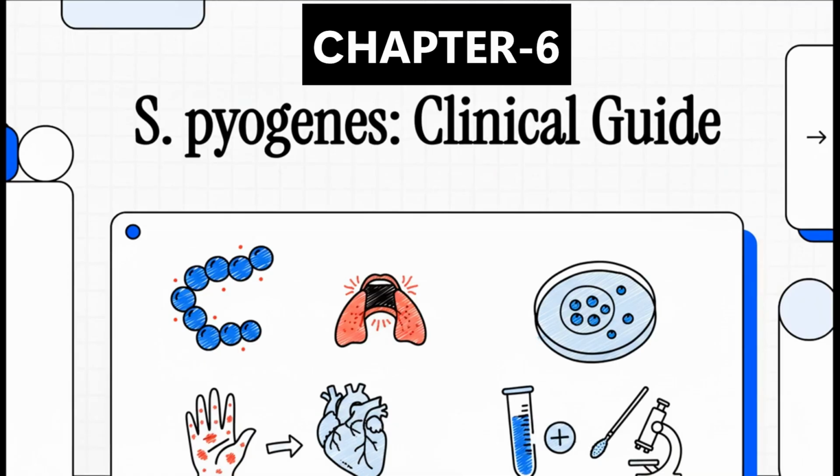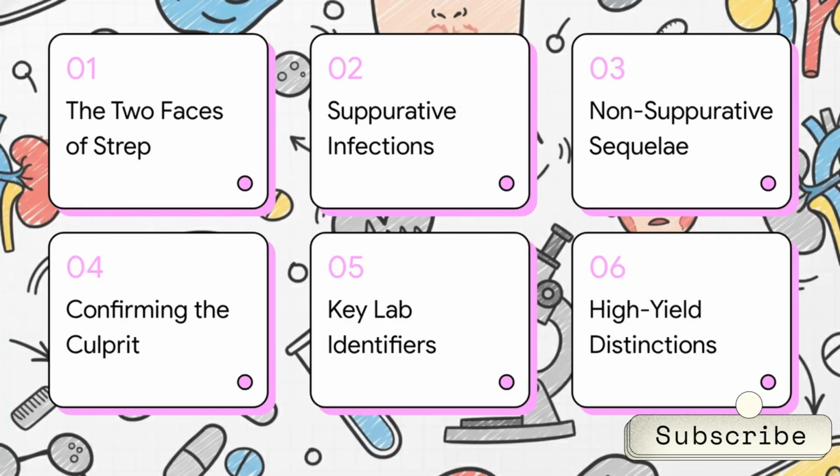Welcome! In this high-yield explainer, we're diving deep into a major bacterial player, Streptococcus pyogenes. We're going to break down all the must-know clinical science and the definitive lab tests you absolutely need to nail for your exams. So we're going to tackle this just like you would in a real clinical scenario. First, we'll look at the patient's presentation, all the classic diseases this bug causes. Then we'll head over to the lab to see exactly how we prove it's the one causing all the trouble.